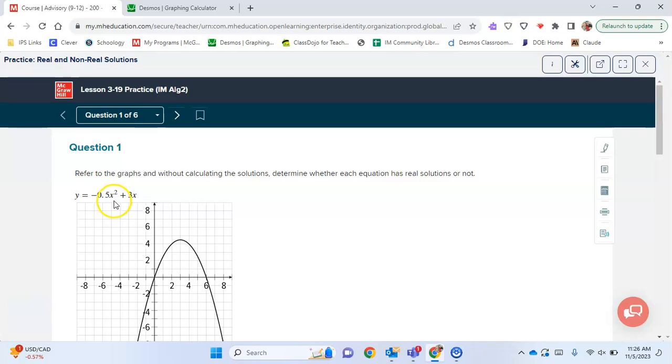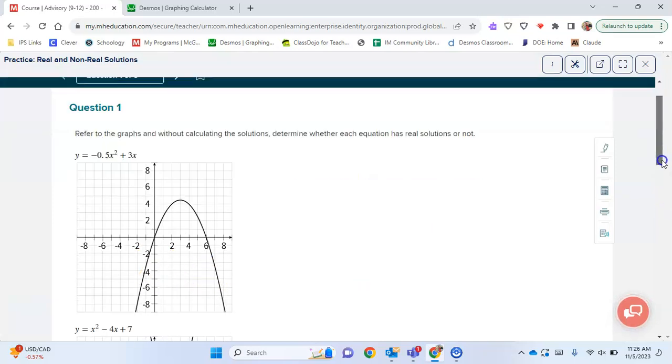Y equals negative 1/2 x squared plus 3x. Now you can see it touches the x-axis at 0 and at 6. It has two real solutions.